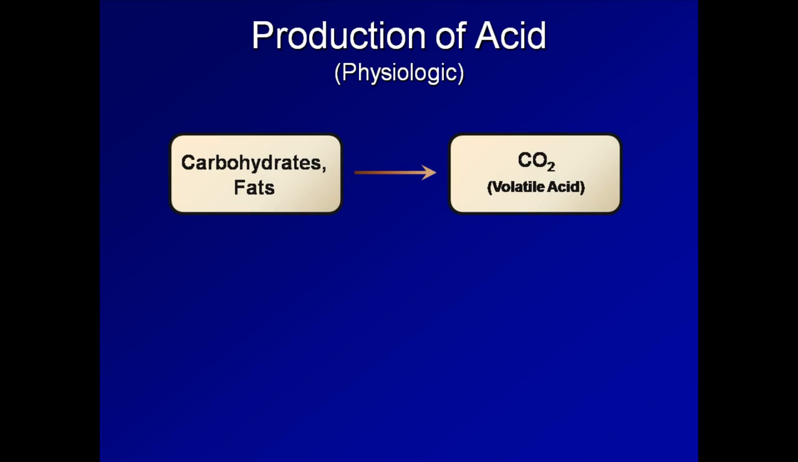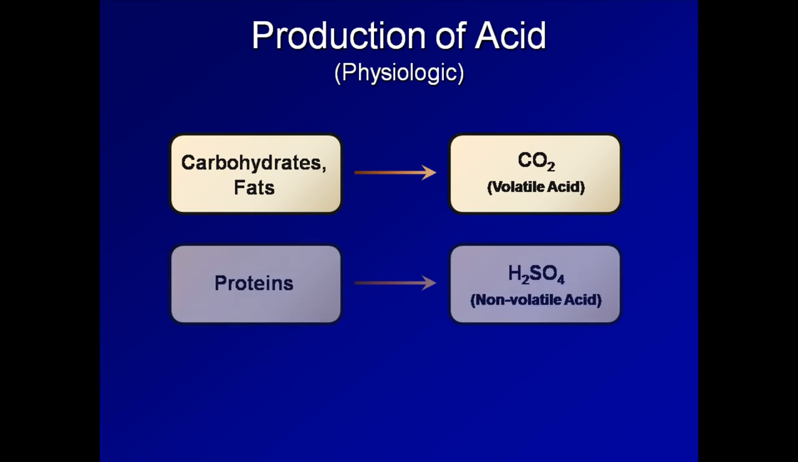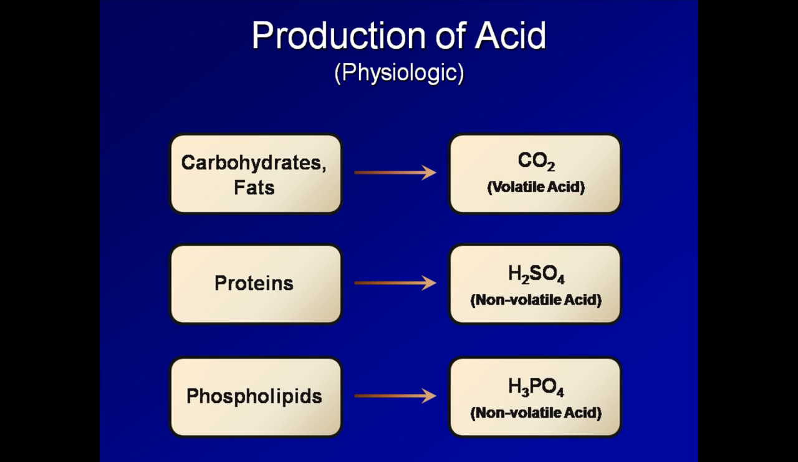The physiologic metabolism of different types of macromolecules leads to different acids as byproducts. Breakdown of carbohydrates and fats yields carbon dioxide, a volatile acid. This term volatile means that it vaporizes easily, which is a critical characteristic in order for acid-base balance to be possible, as it allows carbon dioxide, which carries the major acid burden of the body, to be exhaled as a gas by the lungs. Breakdown of protein yields sulfuric acid, and breakdown of phospholipids yields phosphoric acid.